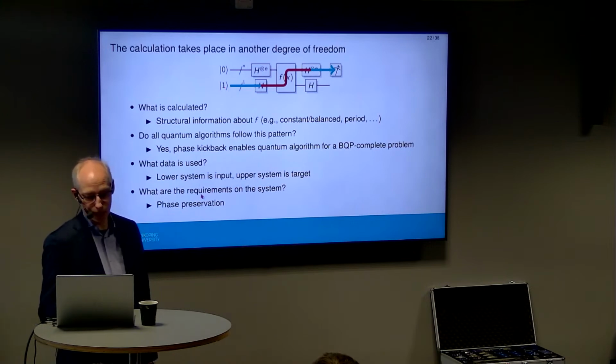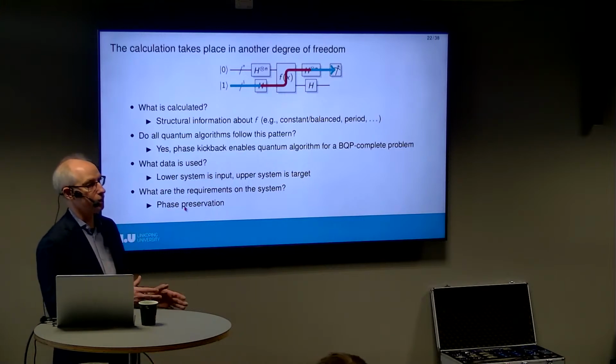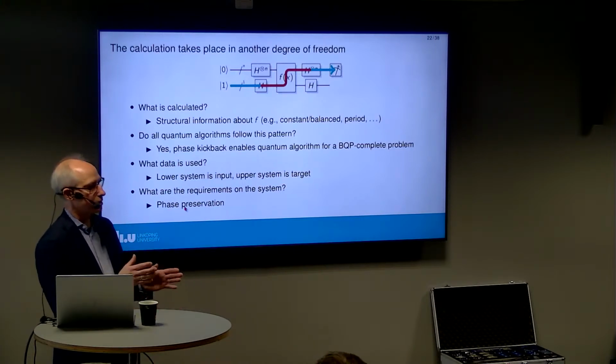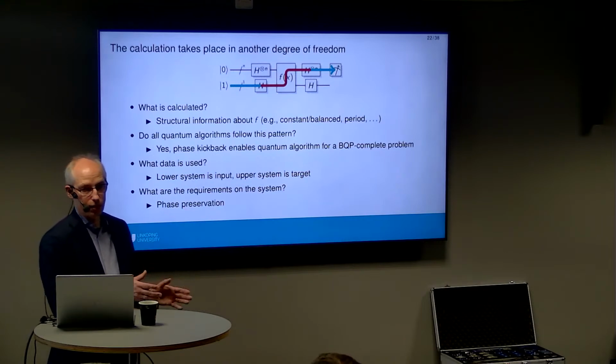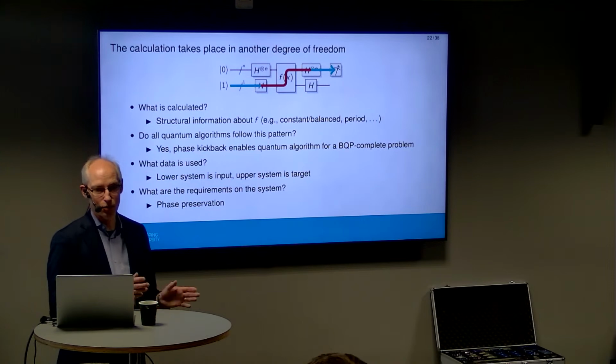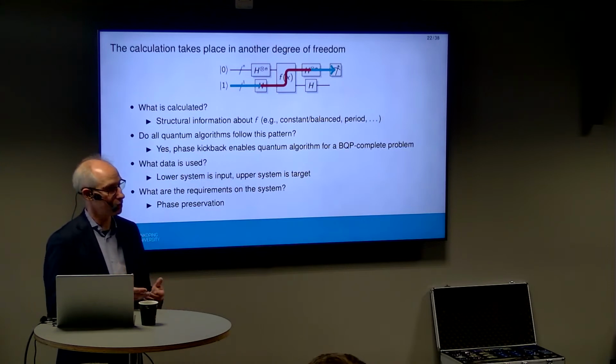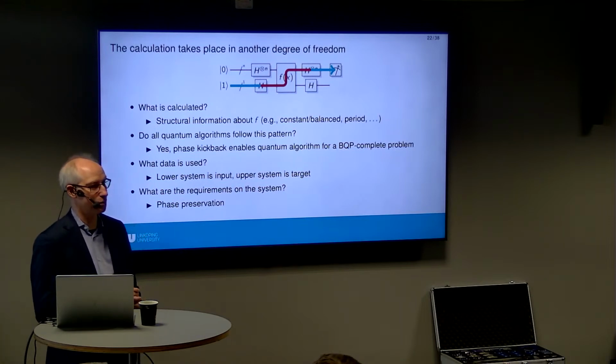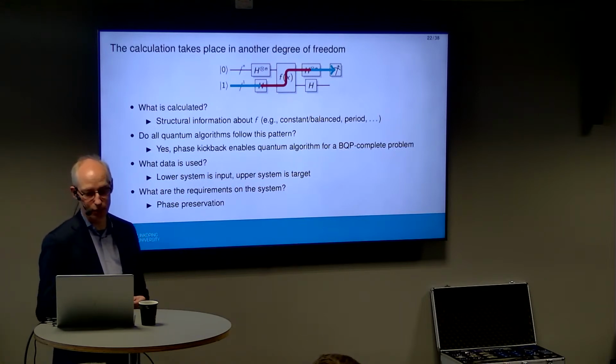And what are the requirements on the system? Well, phase preservation, it really needs to preserve superpositions with the same phase. You can't have noise in the system, certainly, but you also cannot have a specific kind of systematic errors in the system. So it turns out it's really, really hard to build a quantum computer that preserves phase here.